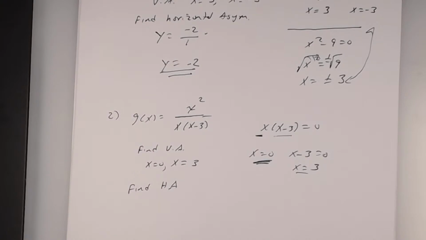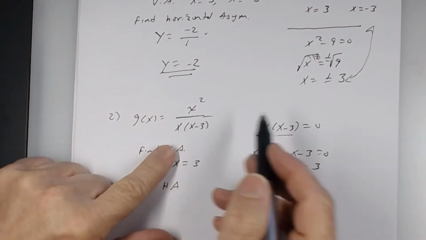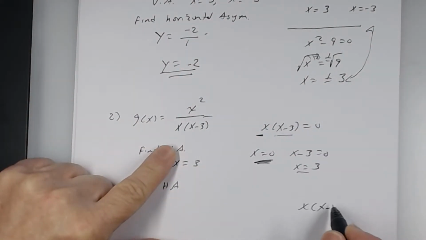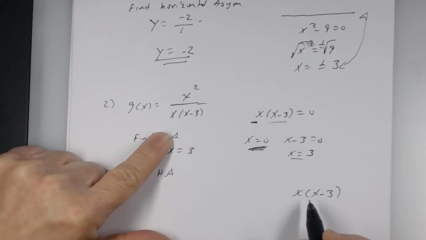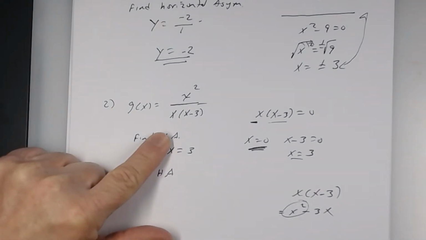What is the degree of the numerator? 2. What is the degree of the denominator? 2. Because if you look at the denominator, x times x minus 3, and if I go ahead and distribute, that becomes x squared minus 3x, doesn't it? Yes. So the degree is also what? 2. Okay.